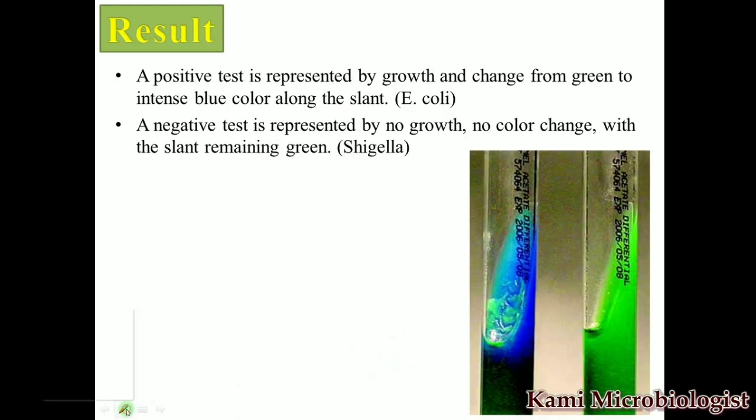Let's see the result. You can see this is the positive result, this is the negative result. A positive result is represented by growth and a change from green. This is actually the green media. When it is converted into blue, it means the result is positive, and it is E. coli that converts it from green to blue. A negative result is when the media stays the same, meaning if it is green and after inoculation and incubation we get the same media, it means that the result is negative and the bacteria will be Shigella.